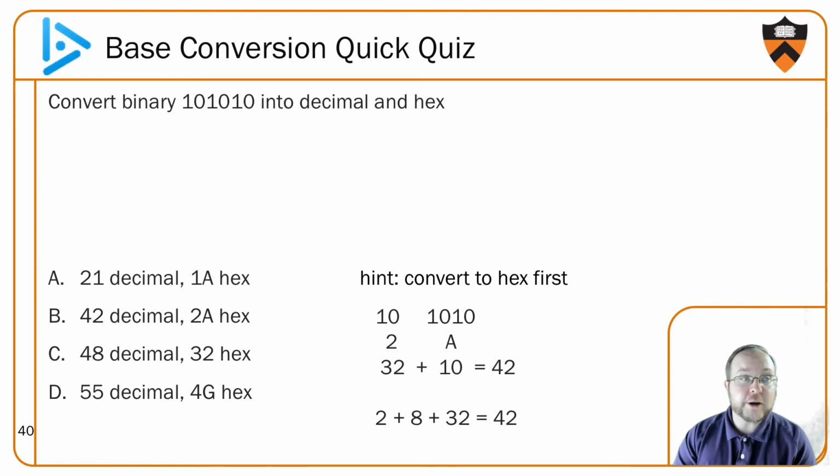So the correct answer here is that it's 42 in decimal. It's 2 plus 8 plus 32. We could also have done this, like the slide said, by converting to hex first. When we convert to hex first, what we do is split it up into hex digits. So the right 4 bits are 1010.